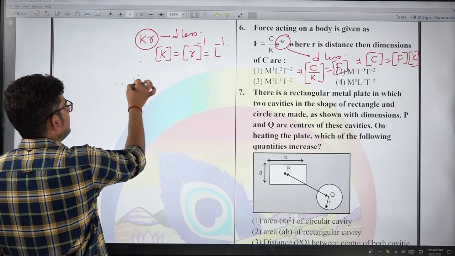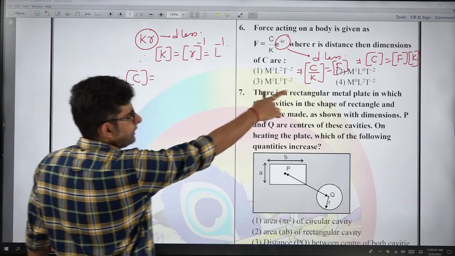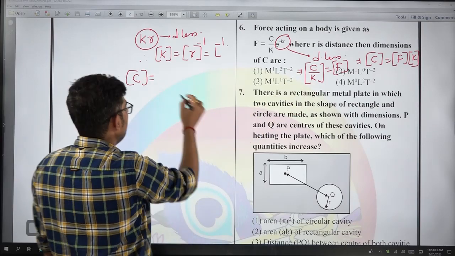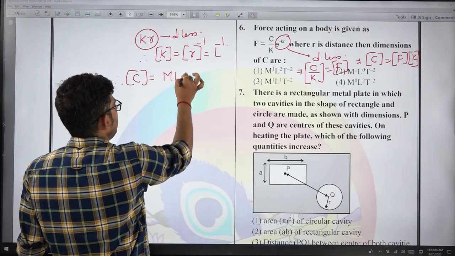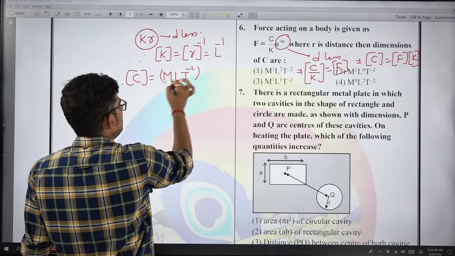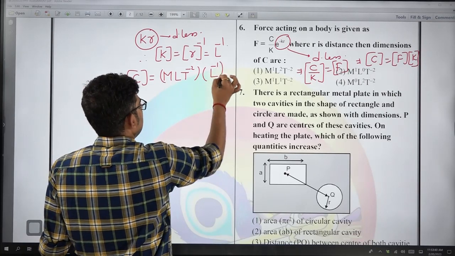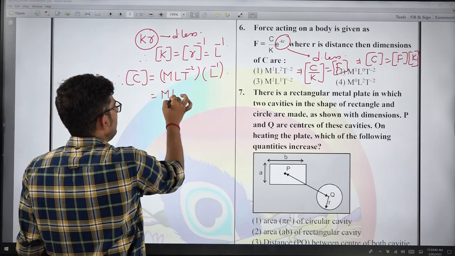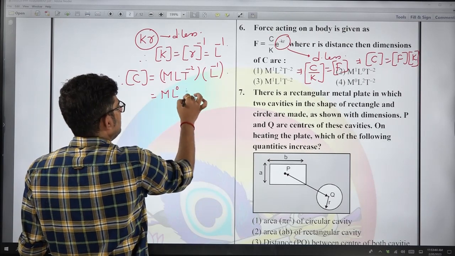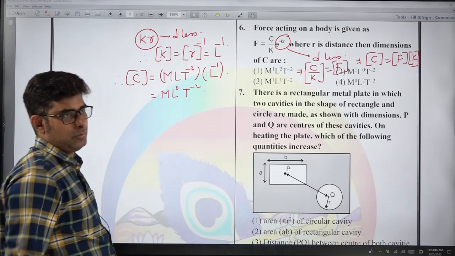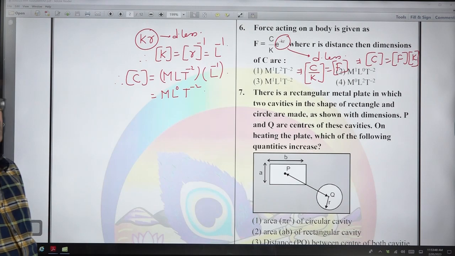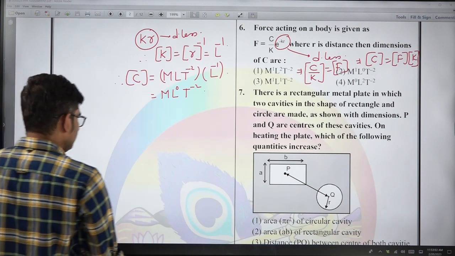So they are asking for C. C is, as I said there, force into K. What is force? M L T minus 2, and L minus 1. So it will become M L to the power 0 T to the power minus 2. That's it. Clear to everyone? Okay.